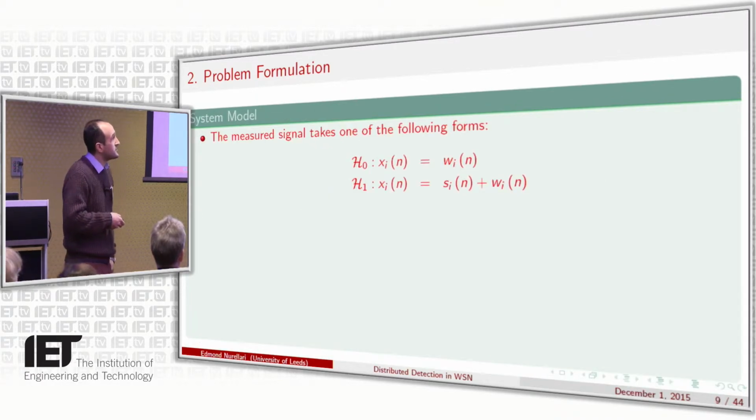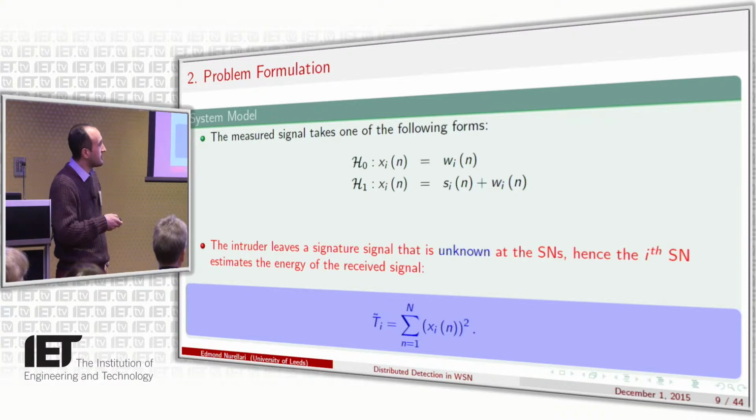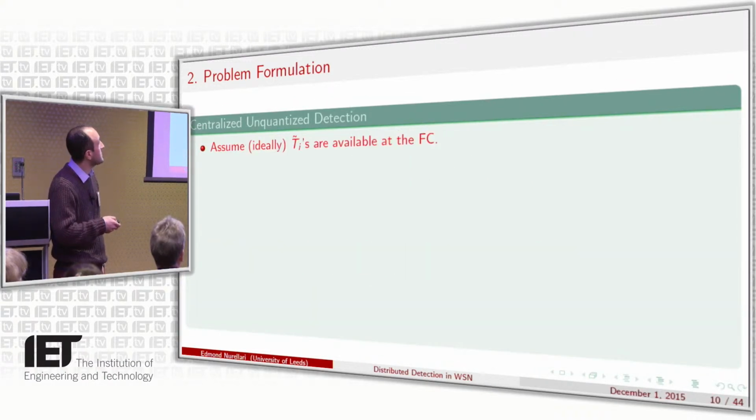So again, as I said, we're looking at a binary event. The signal is present or the signal is absent. As we said, the signature signal is unknown at the sensor nodes. So what we deploy as a test statistic is the energy detector. The individual test statistic at the ith sensor node is the energy detector.